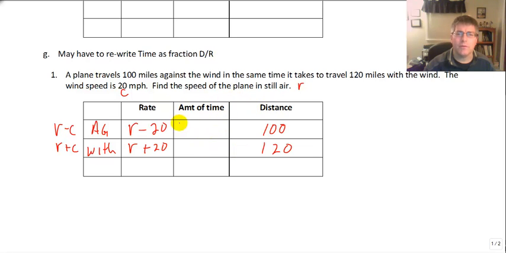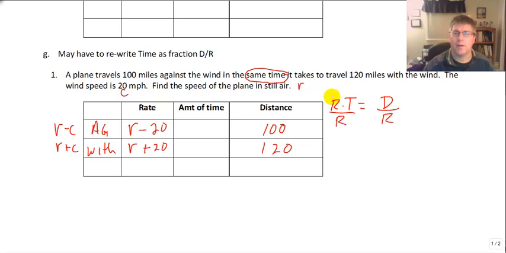And the reason we're going to do this is because it takes the same time. Okay? These two times are the same, so we can set these times equal to each other. So, let's take a look at time. Time is distance over rate, isn't it? Okay? Rate times time equals distance.